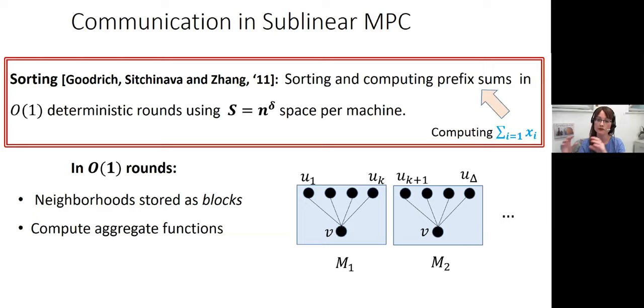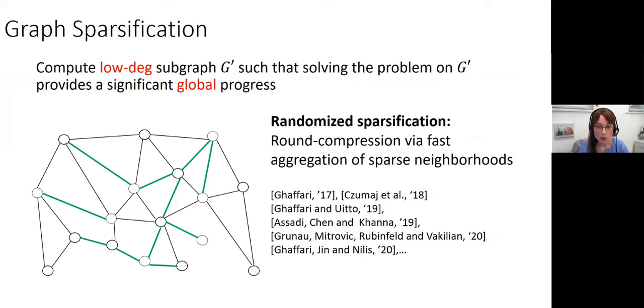So I can assume that machine M1 has a continuous set of neighbors incident to V, and then the rest of the neighbors are going to be continuously allocated at M2, et cetera, okay? We can also compute aggregate functions, et cetera. So these are some tools to keep in mind. And then our whole goal, in order to compute deterministically, say, MIS, maximal matching, coloring, et cetera, is to do some sort of graph sparsification. This is the most natural thing to do.